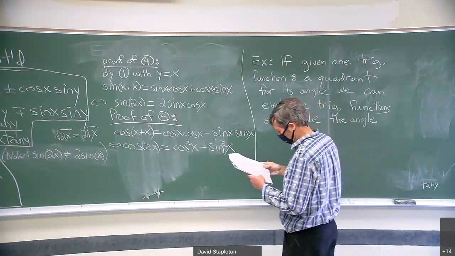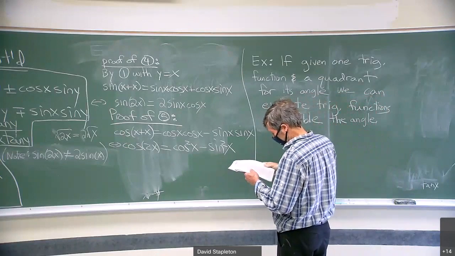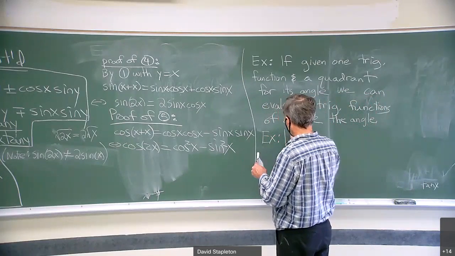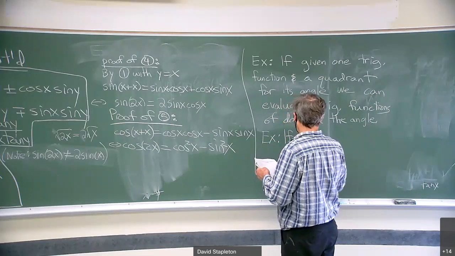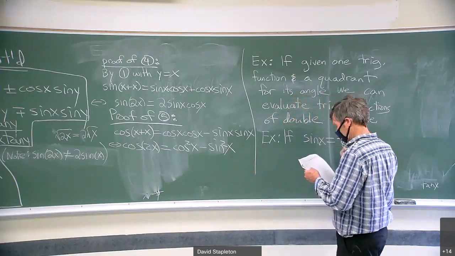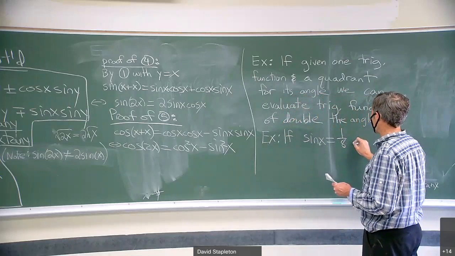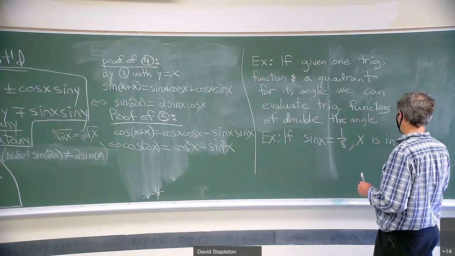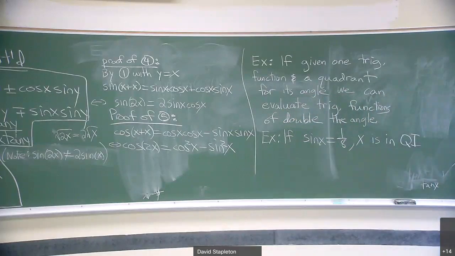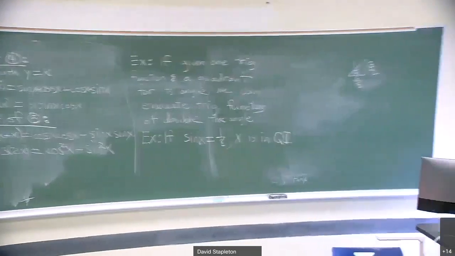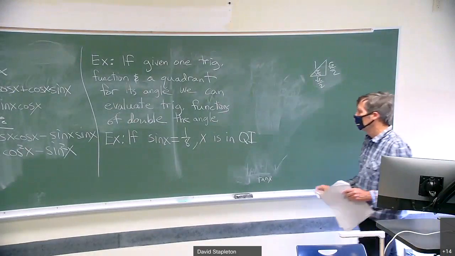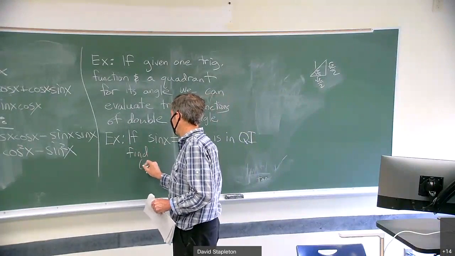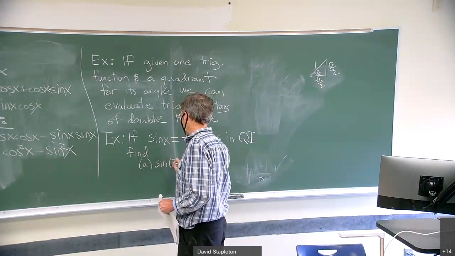Here's an example problem. Do the easy one here first. Tangent, cotangent are always the harder ones. If sine x is 1/8 and x is in quadrant 1, I'll just write Q1. What is the sine of 2x?